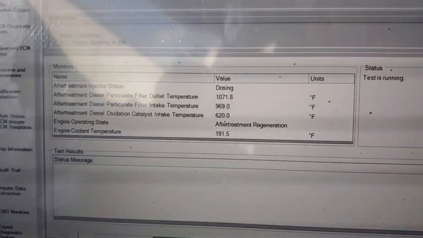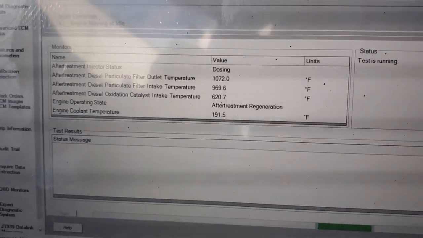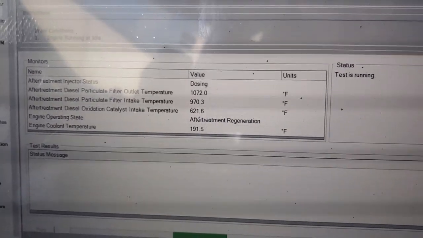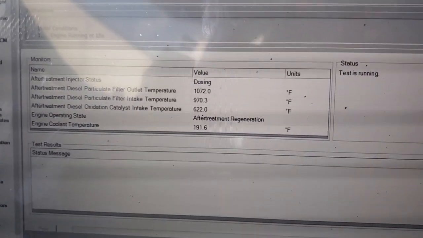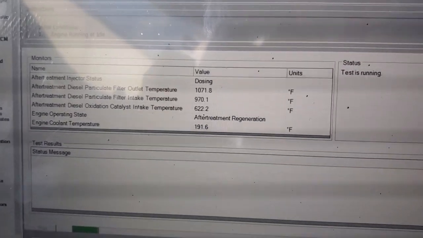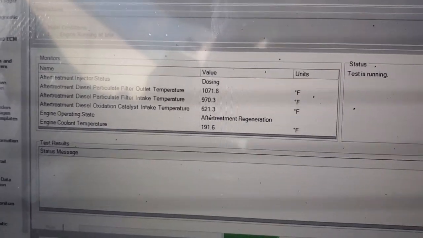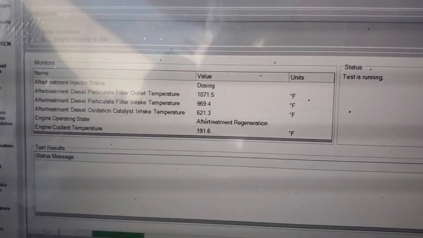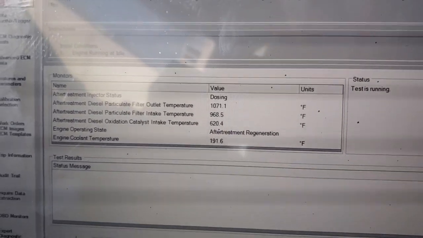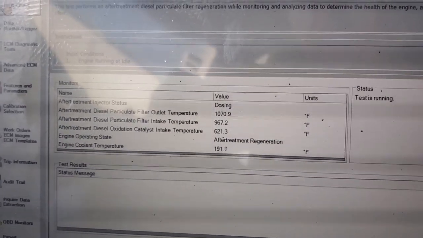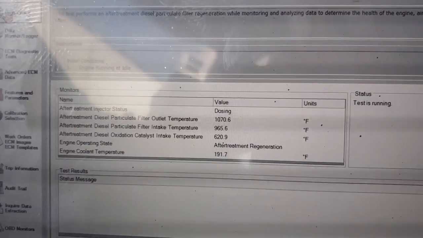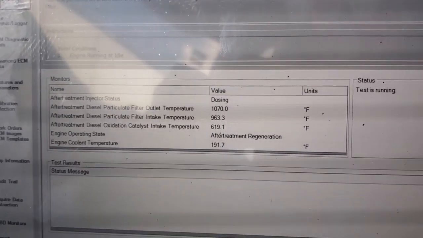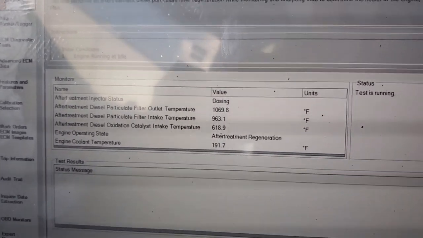So yeah, we've been out here, it's been doing a regen for about a half hour so far, but judging by this, we got no exhaust leaks, the temperatures are good, indicating our doser is good. But we're just about 100 degrees off. They call this inverted temps. So when your outlet temp is higher than your inlet, it's inverted. It should be the inlet is higher than the outlet. And yeah, this is an inefficient or failed DOC.